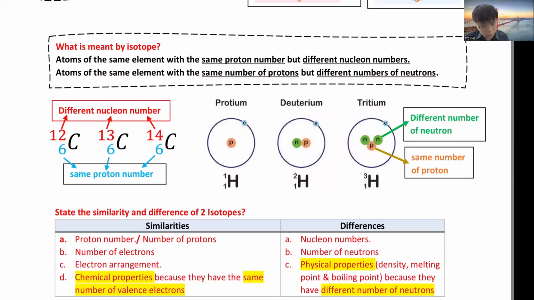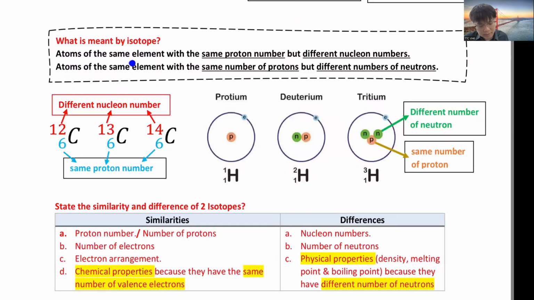Then, what is meant by isotope? For isotope, it is atoms of the same element with the same proton number but different neutron number. You can see here that their neutron numbers are 12, 13, 14, which are different. Then the proton number is the same, 6, 6, 6, because proton number determines your element. If you're 6, you're carbon. If you are 7, it will be nitrogen. So you use this to decide your elements.